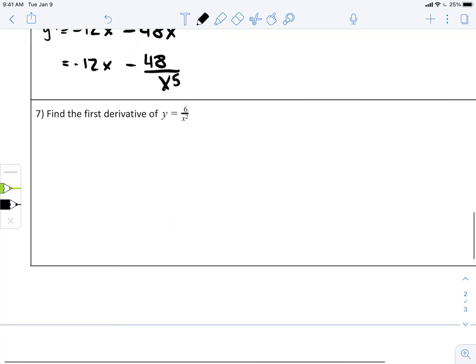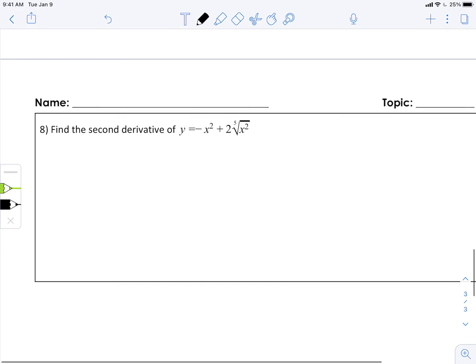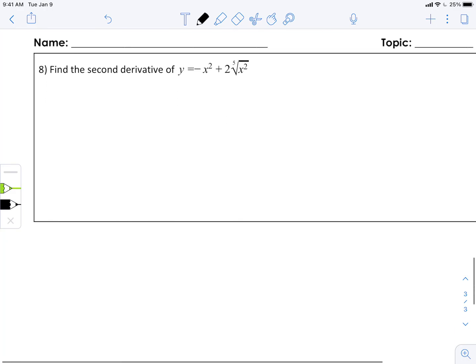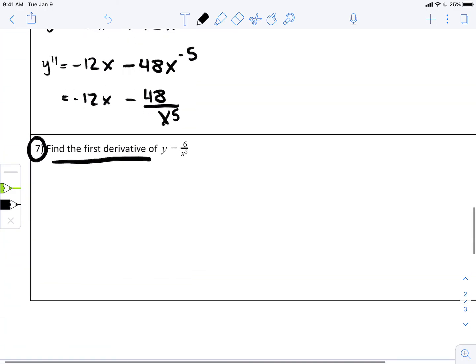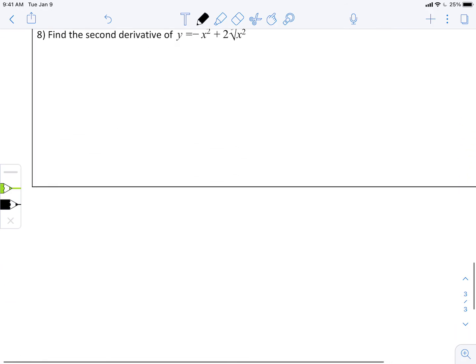I'd like you to try this one on your own. So find the first derivative. Once you've done that, make sure you check it in with me so I can see how you did. And we'll go to this last one and we'll do this one together. I would recommend pausing your video and trying 7 first.